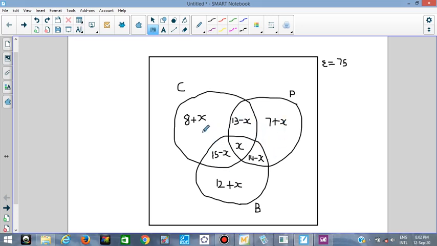Then how do we get our answer now so that we end this calculation? You need to get the value of x. How do you get the value of it? Remember, the universal set is 75. So you are going to add everything inside this Venn diagram. Everything should be equal to 75, and from there we can get our value for x. So let's start the addition.